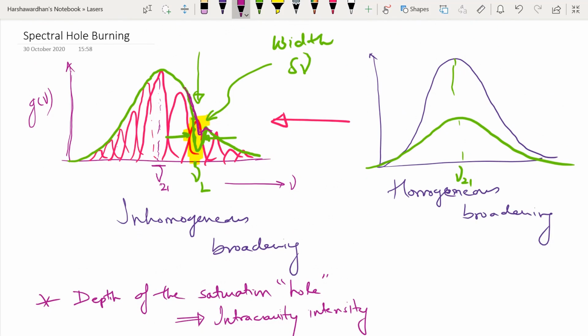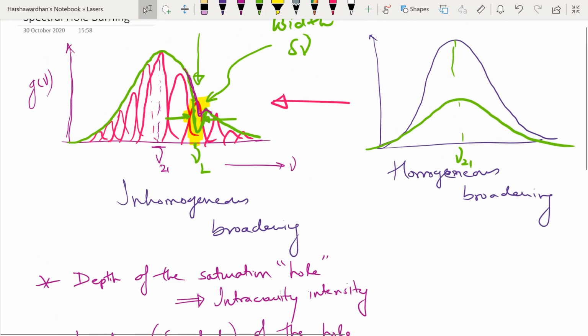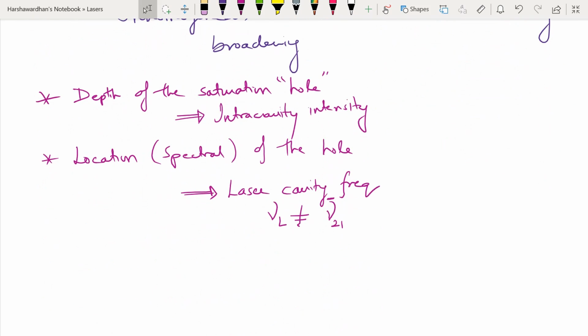So for example, in Doppler broadening, nu 21 bar is the collection of atoms which have zero velocity components along the direction of propagation. So nu L might be different from that, hence the hole appears at a different place. Of course, if the laser is tuned to the central frequency, in that case, the hole will appear at the center. So that is what one is talking about.